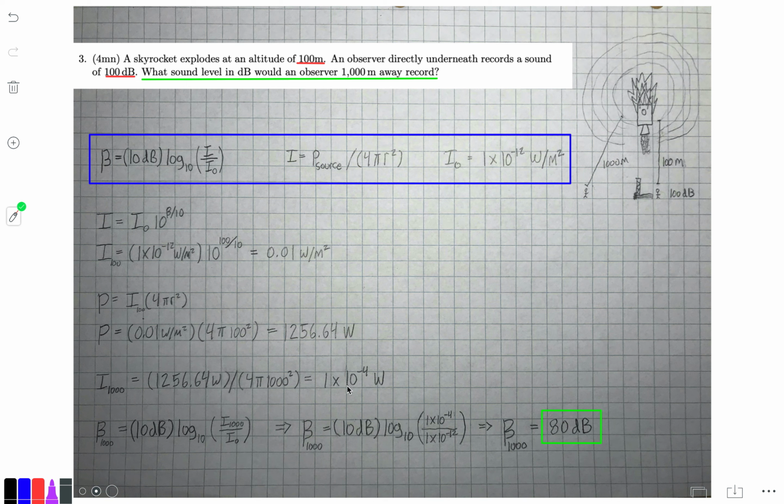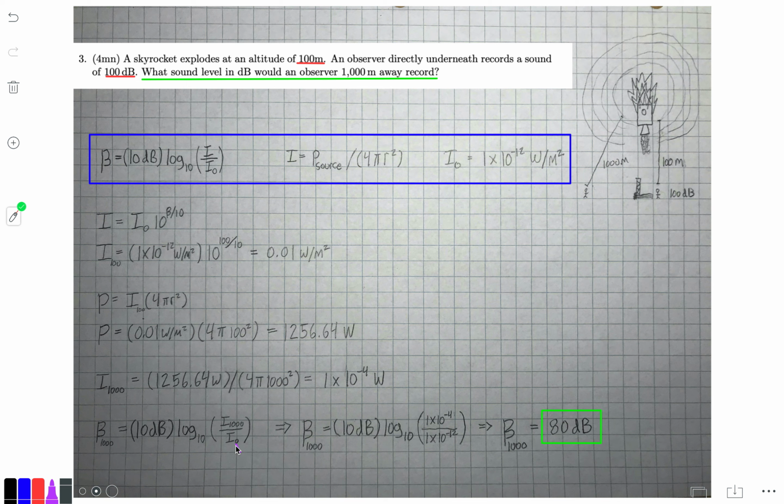So we're left with this number here in watts. And from here, we can plug this back into the same equation, and solve for intensity given power and radius. So that's what we're doing here, but we're upping the radius to 1,000 meters. And from there, we can solve for the sound in decibels at 1,000 meters.